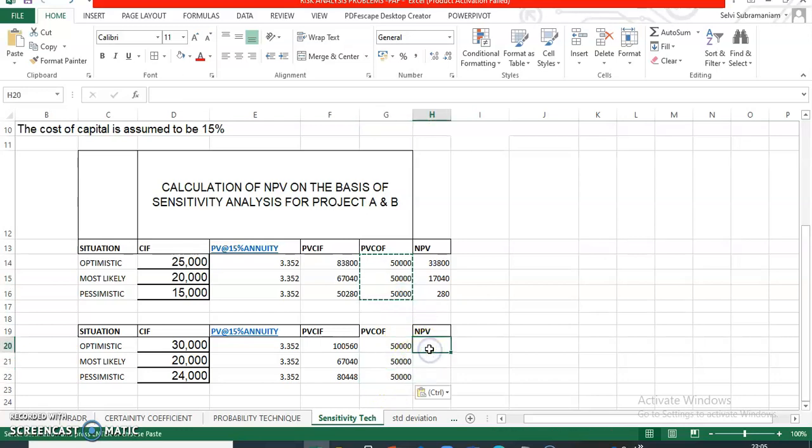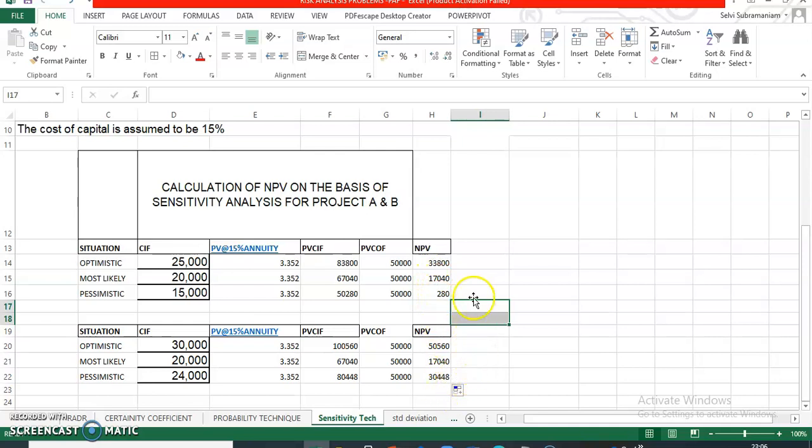I'm going to take this. So this is equal to this minus this, right? So if you look at the answer, if you take optimistic situation, in case of A and B, it is 33,800 and 55,560. If you take this situation alone, project B is better. In the pessimistic situation, it is going to be 280 and 30,448. So most likely situation, it is 17,040.